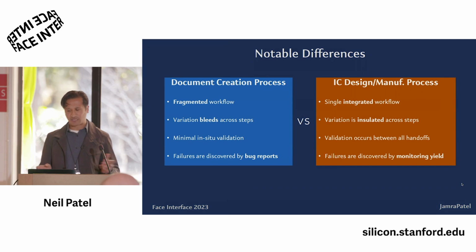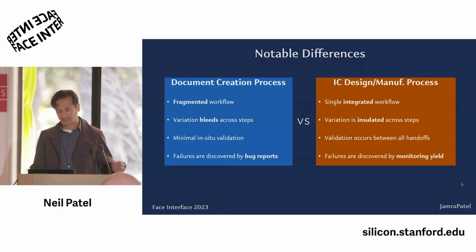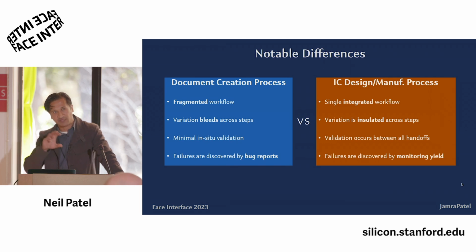So if we look back at these processes, just to summarize the notable differences: in our document creation process, we have this fragmented workflow. We have different shaping engines, different paths, different things that are optional, different ways you can implement things based on application. And as a result, the variation in one operation bleeds into another operation.